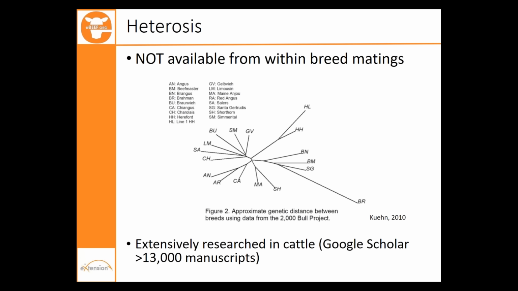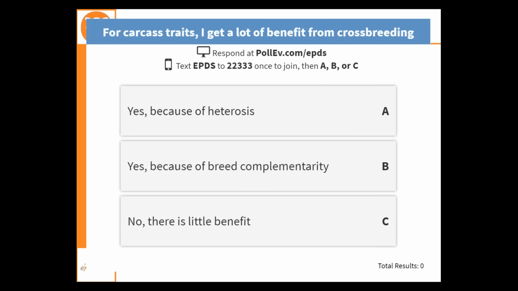heterosis. I think one of the other interesting things about crossbreeding research is it's one of the most extensively researched topics in beef cattle. If you just go to Google Scholar, which is an index basically of scientific manuscripts, there are more than 13,000 references related to crossbreeding in beef cattle. So, Megan, I think it's pretty clear that we don't get within breed heterosis, but let's think about maybe some differences in heterosis across traits. One of the ones that we talk about a lot in our industry is improvement in carcass merit. And is that a trait that we see improvements in performance due to crossbreeding?